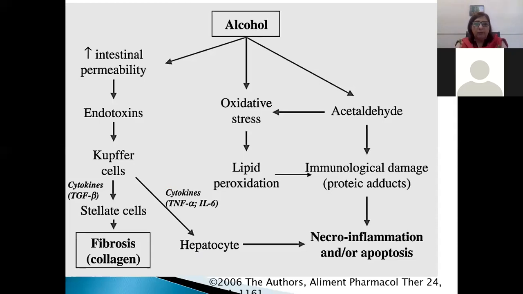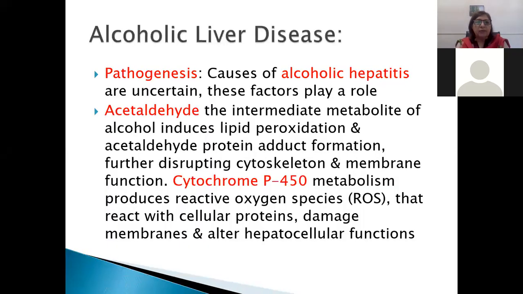So alcohol will lead to acetaldehyde, and oxidative stress can lead to lipid peroxidation, and this can lead to immunological damage and necroinflammation and apoptosis. Again, the endotoxins and the Kupffer cells release cytokines, transforming growth factor beta and stellate cells. This can lead to fibrosis and collagen production, and hepatocyte damage will lead to necroinflammation and apoptosis.